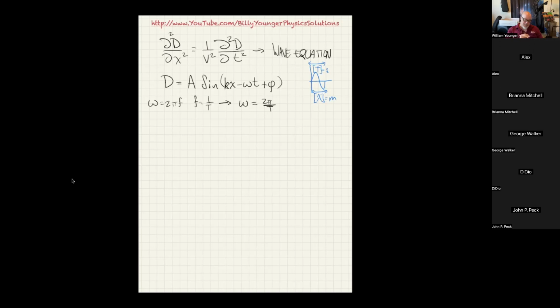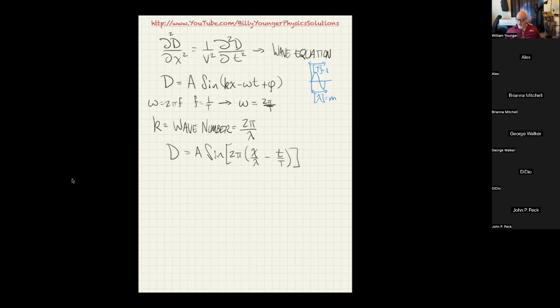So that's kind of interesting, especially once you realize that k, the wave number, not to be confused with the Boltzmann constant and not to be confused with the spring constant, it's called the wave number. And it is, in fact, 2 pi over lambda. So you could, in principle, write D is equal to A times the sine of 2 pi, now we're going to say x over lambda minus t over the period, and that would be true too.